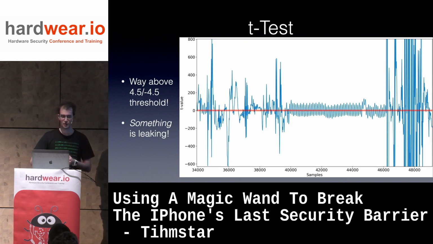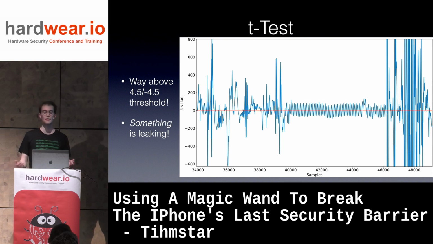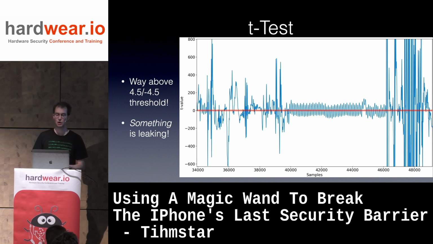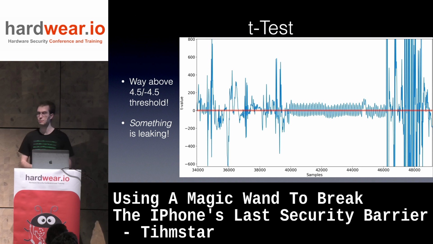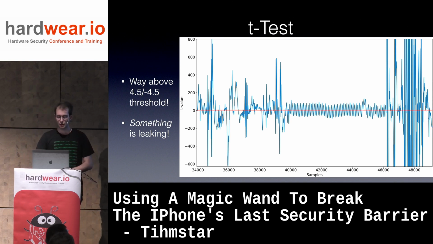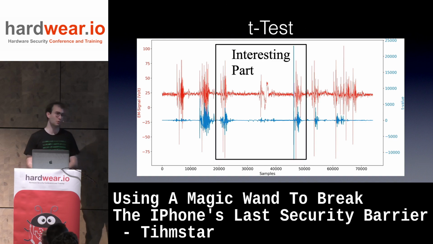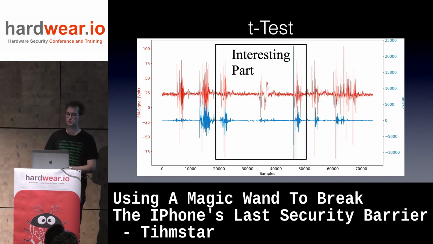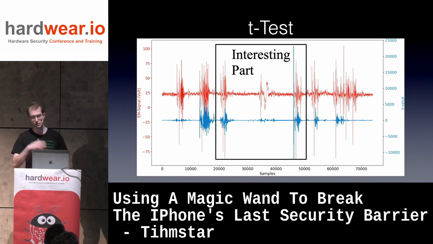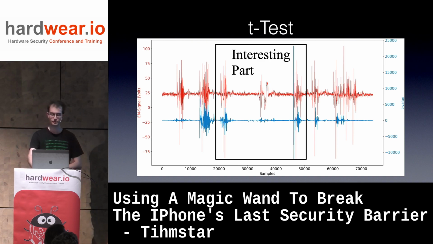So let's zoom a bit in. But even if we zoom in, the values are huge. You can see they go up to 200, and we only want them to be higher than 4.5 or lower than minus 4.5. So something is leaking. If we also plot the t-value on top of the EM traces, which we deemed the interesting peaks, we can see, okay, so even in the interesting part, we have good t-values. Okay, good. Something is leaking. Let's move on to the next step.